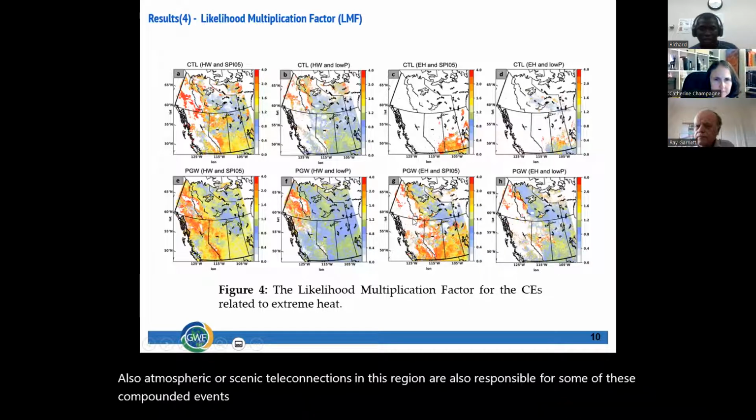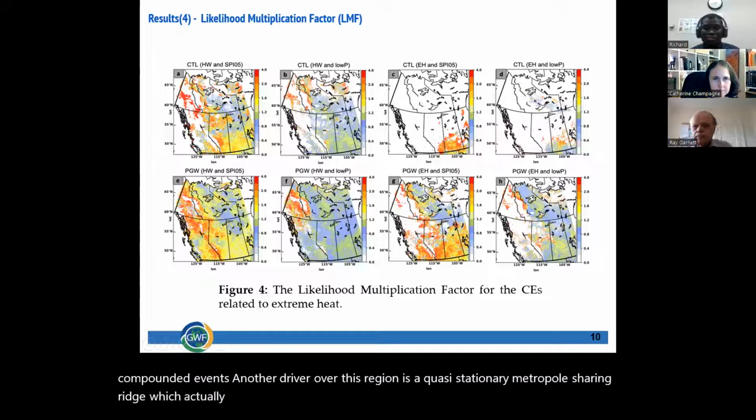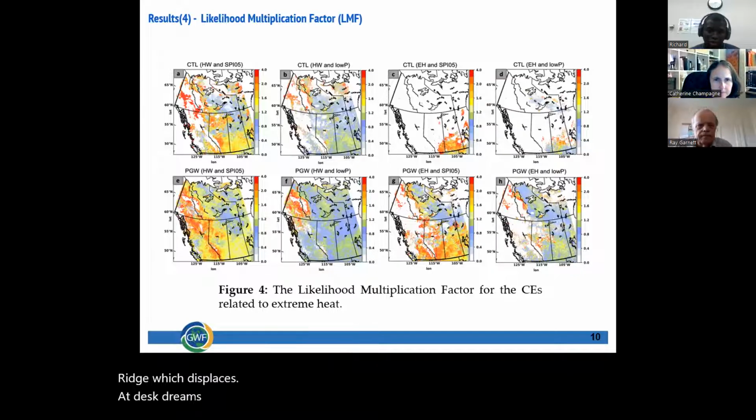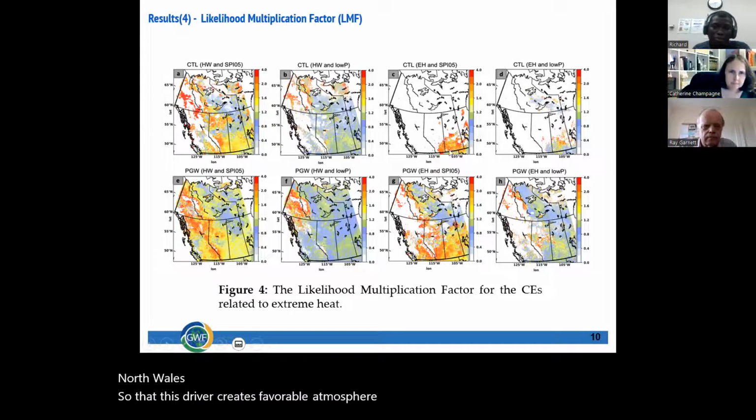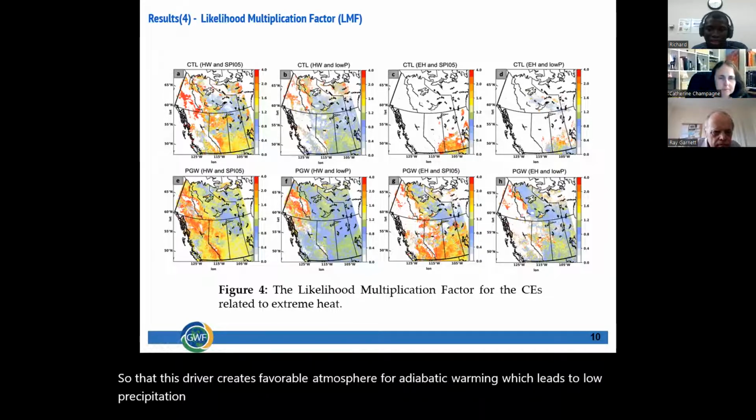Another driver over this region is the quasi-stationary mid-tropospheric ridge, which actually displaces jet streams and cyclones that are responsible for precipitation northwards, so that this driver creates a favorable atmosphere for adiabatic warming, which leads to low precipitation and heating, a high heat over this region.